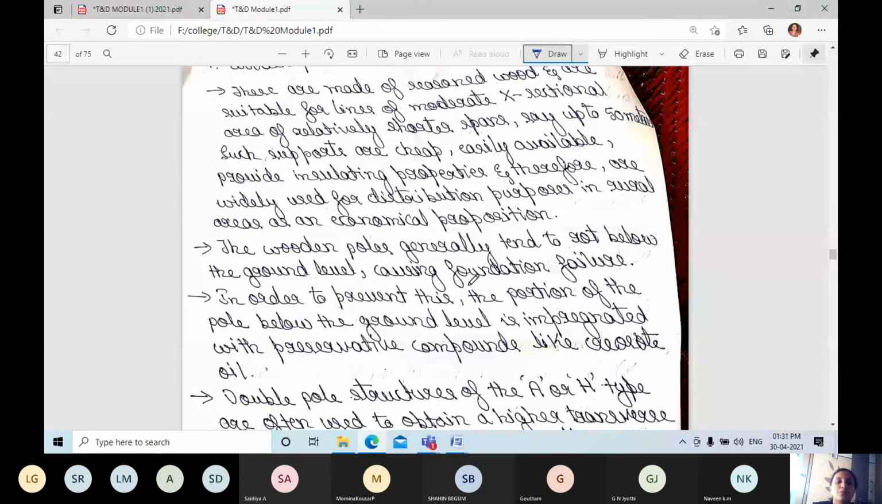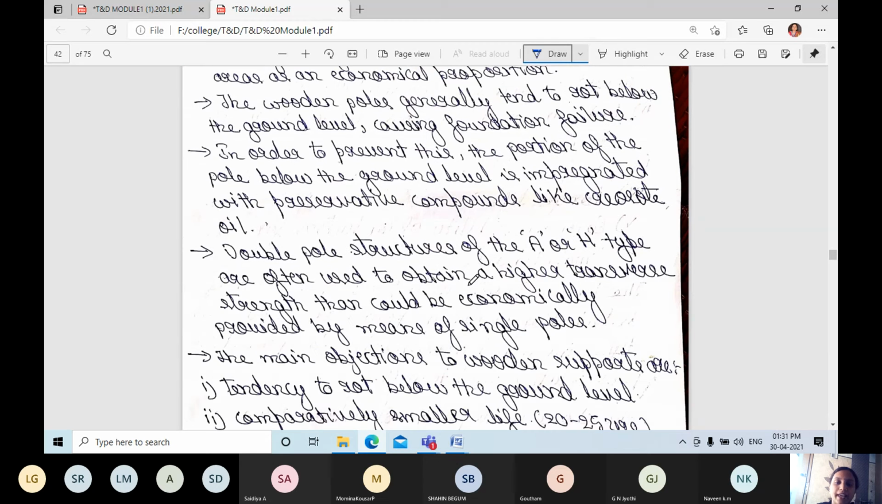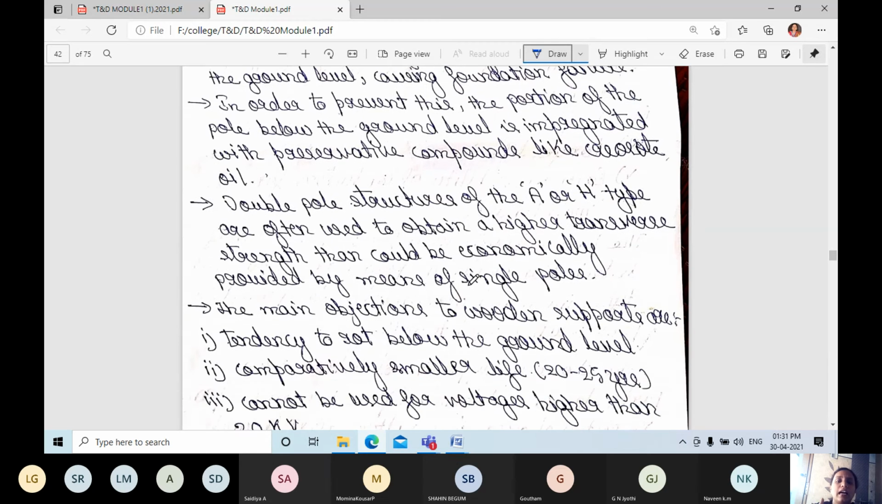In order to prevent rotting of the portion of the pole below ground level, it is impregnated with preservative compounds like creosote oil. Here is a double pole structure of the A or H type, used to obtain a higher transverse strength than could be economically provided by means of a single pole.